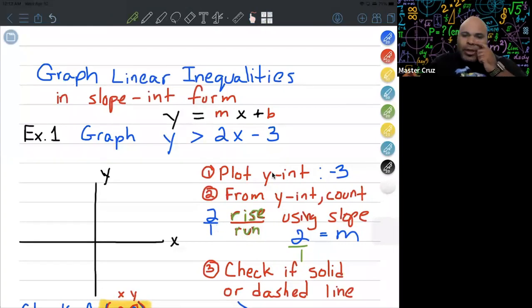So here we go. Let's plot it. The y-intercept is -3. So I'm going to go to my graph. My graph is not perfectly labeled. I'm just going to go here at -3, and I'm going to plot a point. That is step 1.